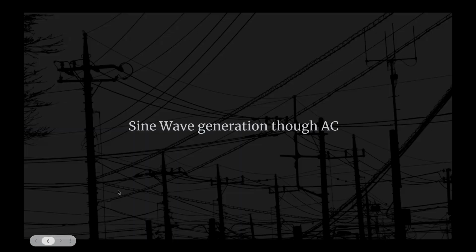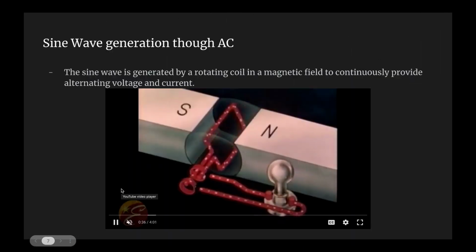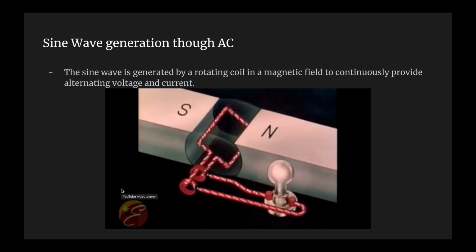So how exactly is a sine wave generated? The sine wave is generated by a rotating coil in a magnetic field to continuously provide alternating voltage and current. As the conductor rotates through the magnetic field, it moves through flux lines at different angles, inducing current. This will be further explained on the next slide.